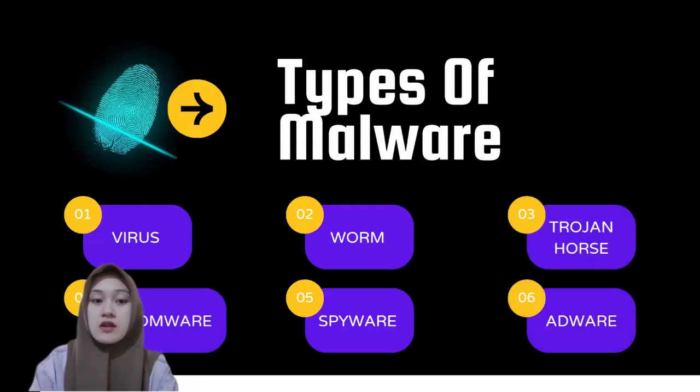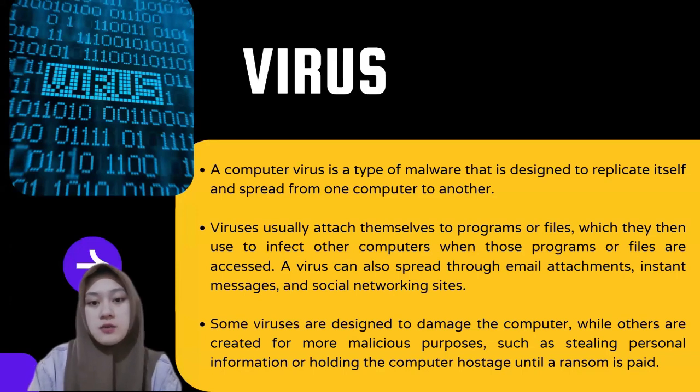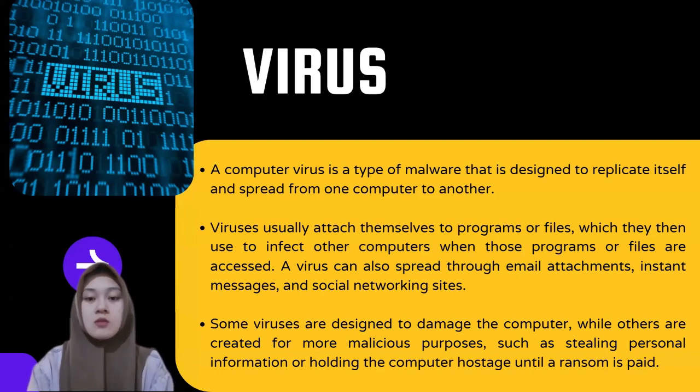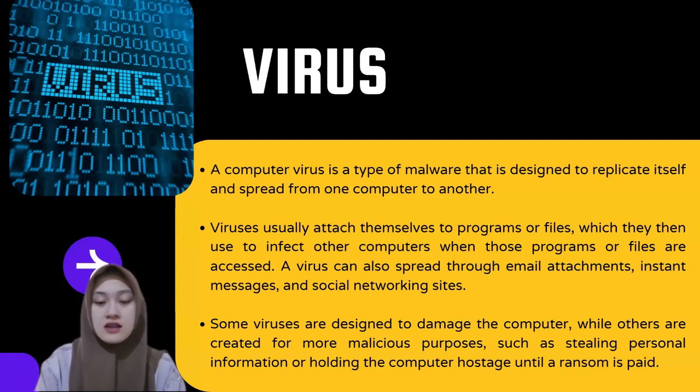Types of malware: virus, worm, Trojan horse, ransomware, spyware, and adware. Virus. A computer virus is a type of malware that is designed to replicate itself and spread from one computer to another. Viruses usually attach themselves to programs or files, which they then use to infect other computers when those programs or files are accessed.